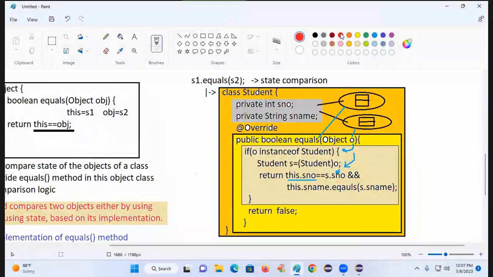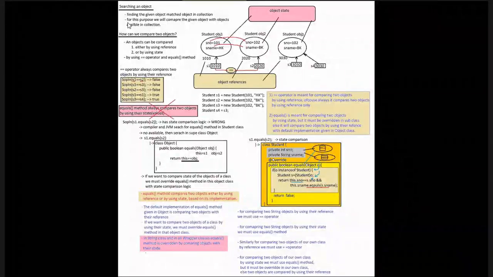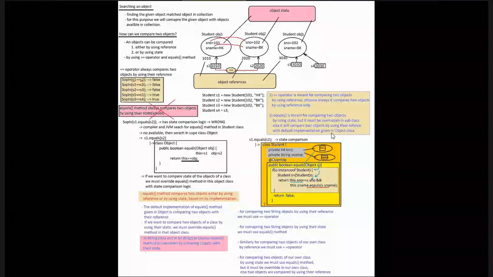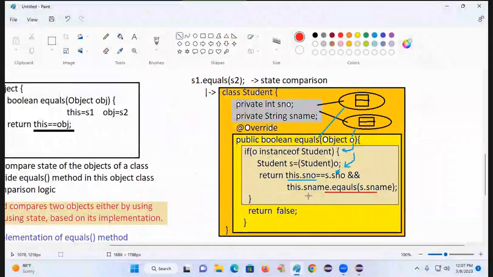And the other important dangerous point: when you compare two string objects by using data, you have to call the equals method. You must not use the double equal to operator. So this is the complete theory about how we can compare two objects and the equals method, all the points. Can I expect everyone understood? Shall we implement this in one program?